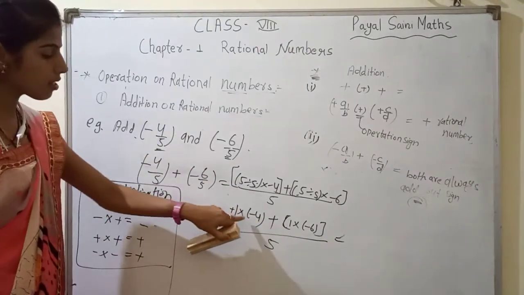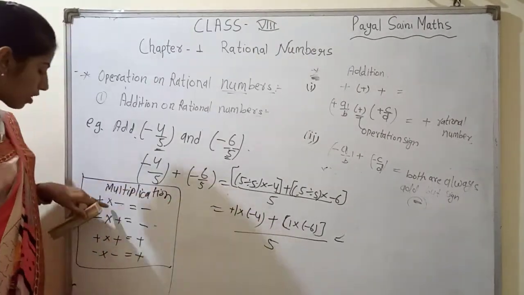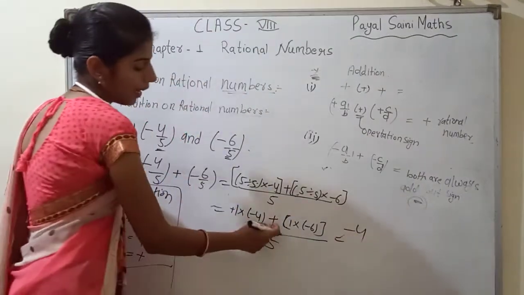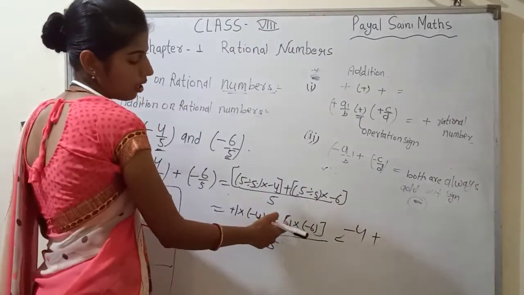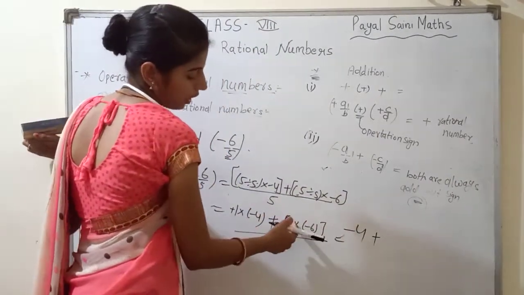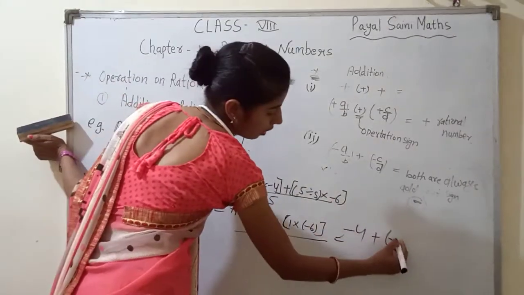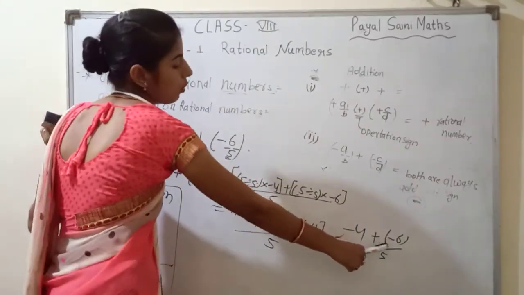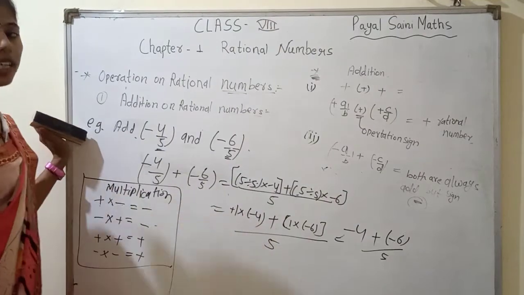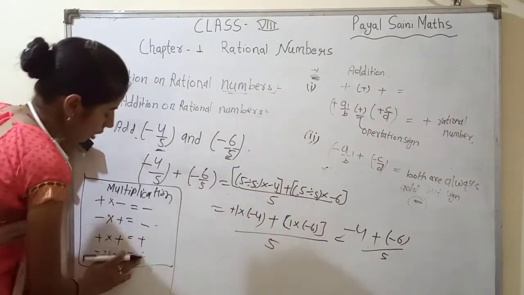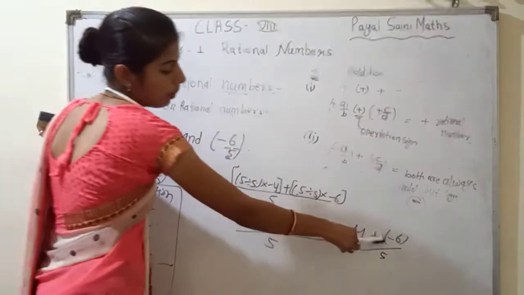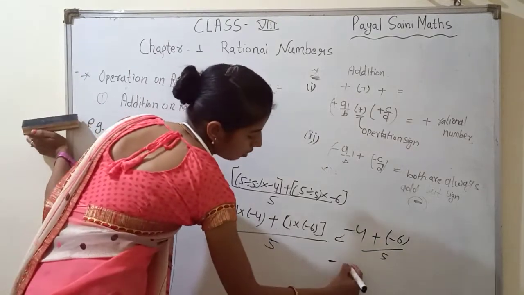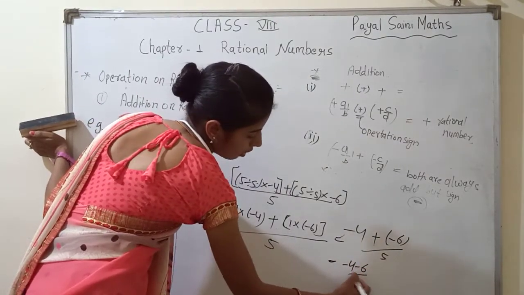Now here it is plus, the sign between is into, and minus. Then by the first rule, plus into minus is minus, so minus 4, and the operation sign is plus. Then next is plus into minus, that is 1 into minus 6. Then your answer is minus 6 divided by 5. You can see here, bracket means multiplication sign. Next rule: plus into minus is always minus, then minus 4 into minus 6 by 5.